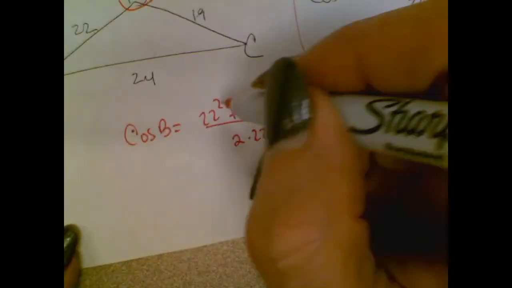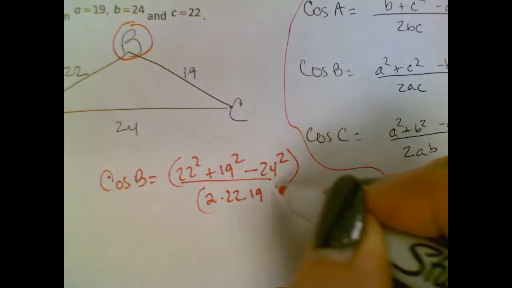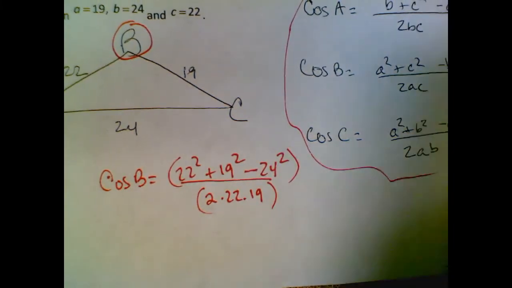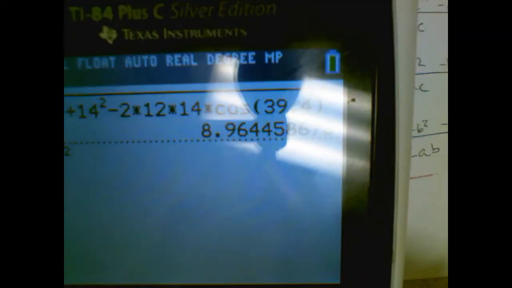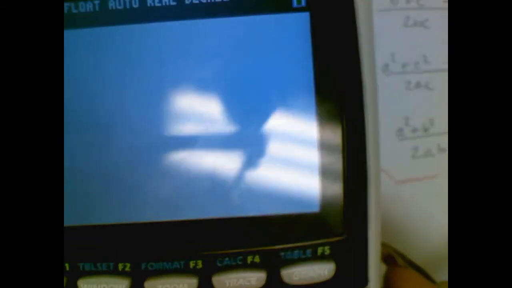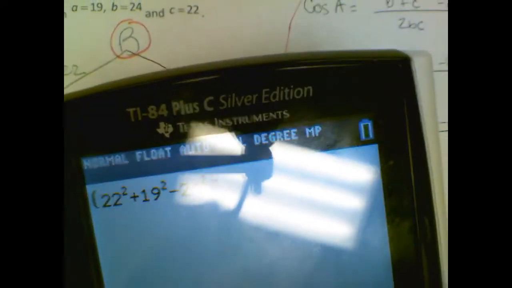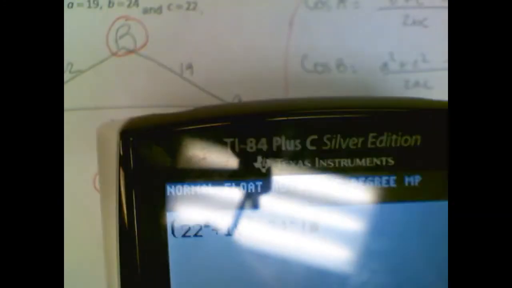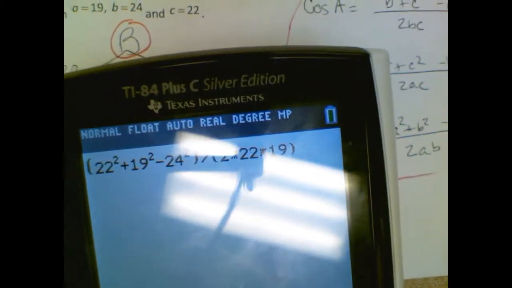Now, when you punch this in the calculator, either use your fraction key or use parentheses. I think it's important that we learn how to use parentheses to begin with. So we're going to go parenthesis 22 squared plus 19 squared minus 24 squared, parenthesis, divided by parenthesis 2 times 22 times 19. So it looks like that.